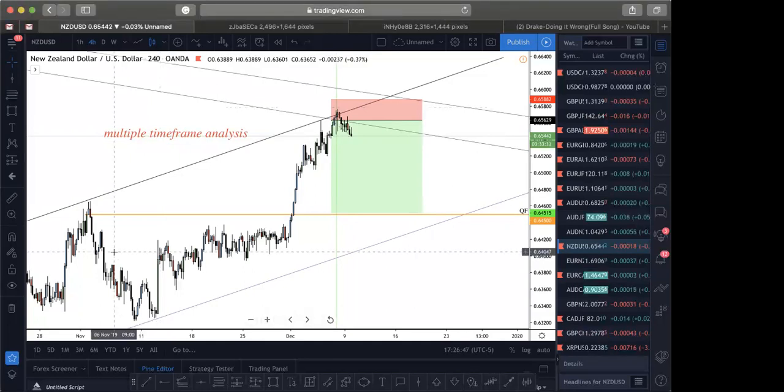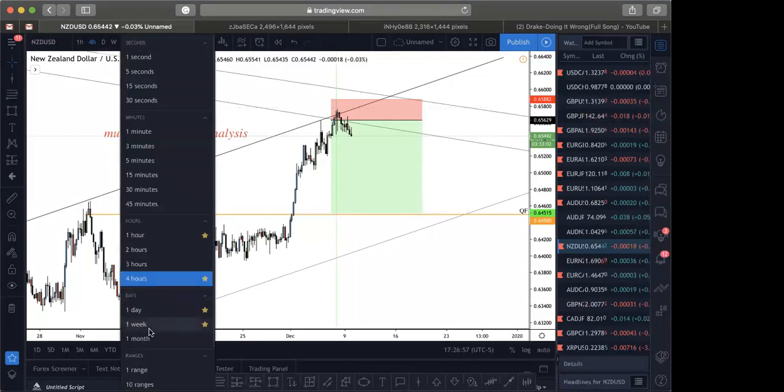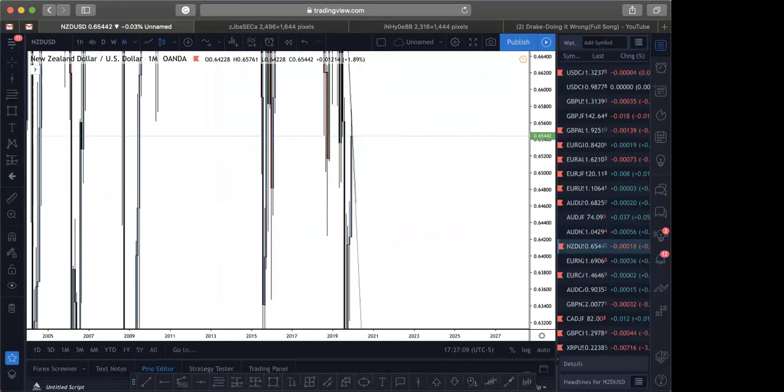So let's get straight to it. Let's start with a monthly, right? So whenever you're trading, you want to do a top-down analysis. Basically, you want to know what every time frame is doing, right? One sec.